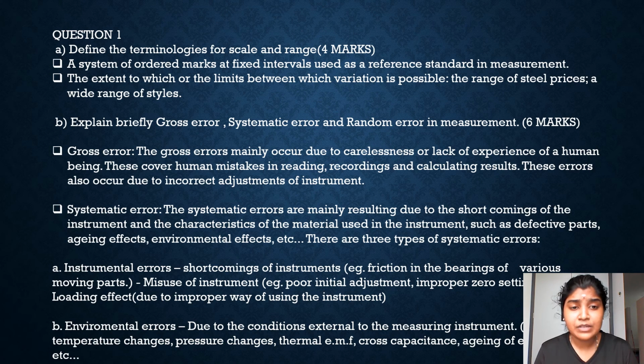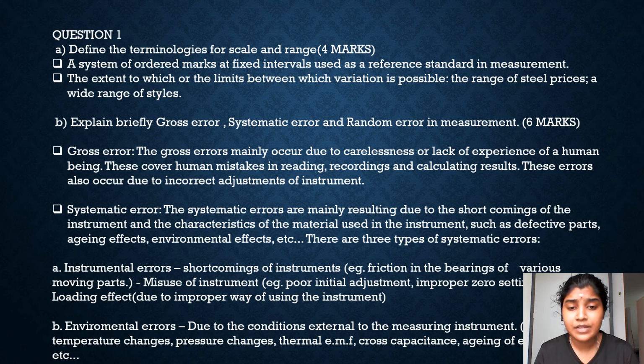B. Explain briefly gross error, systematic error, and random error in measurement. Gross error. The gross error mainly occurs due to carelessness or lack of experience of human beings. These cover human mistakes in reading, recording, and calculating results. These errors also occur due to incorrect adjustment of instrument.